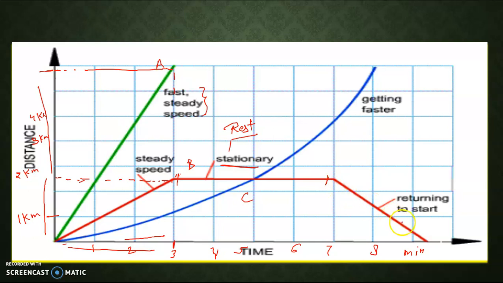By this part we can say that the distance of the object is decreasing, which represents that the object is returning back to its initial position. So with the help of the graph we can know whether the object is moving with fast speed, steady speed, is stationary, or is returning to start.